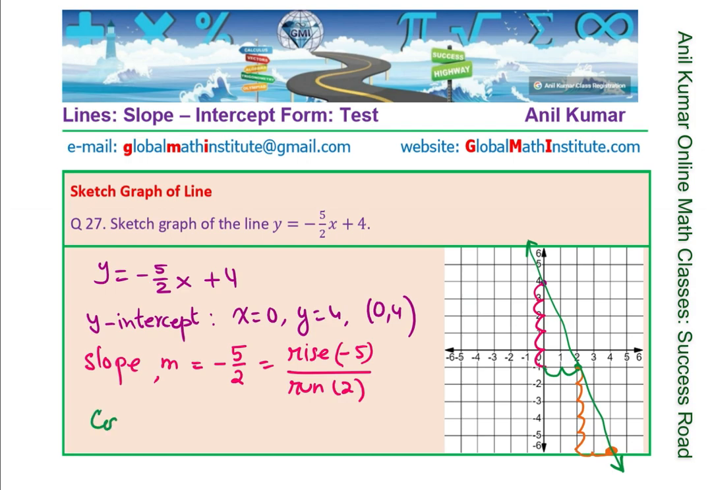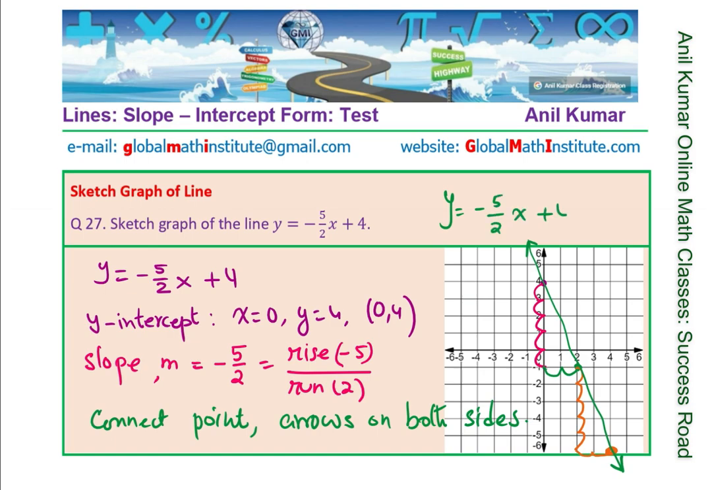So connect points. Remember to put arrows on both sides. Perfect. So we have sketched this time a line with a slope of minus 5 over 2, right? And a y-intercept of 4. Makes sense. So I hope this process is coming clear to you.